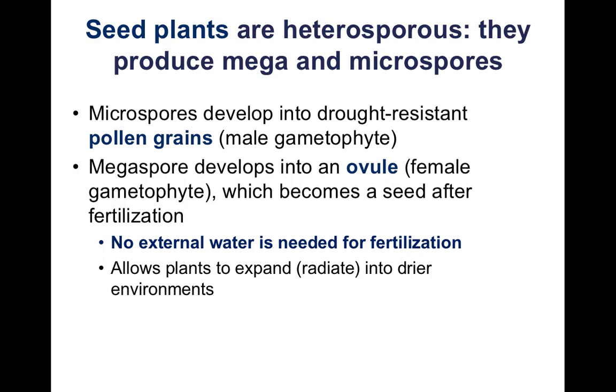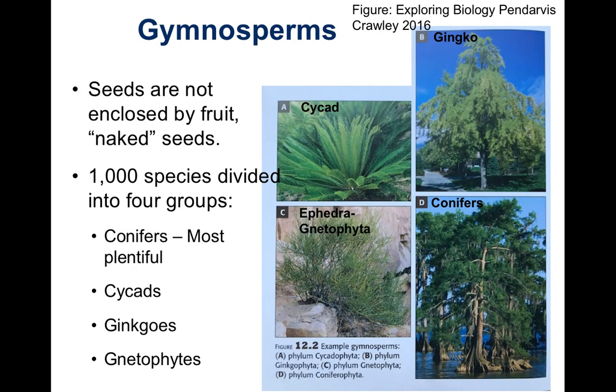So remember, with some of the basal plants, the sperm had to swim to the egg in a droplet of water. That will not be required for fertilization among seed plants because we have pollen grains that are going to facilitate the transfer of the sperm to the egg. And so this allows the plants to expand into drier environments. They don't need water for fertilization, so it's going to be easier for them to reproduce on dry land.